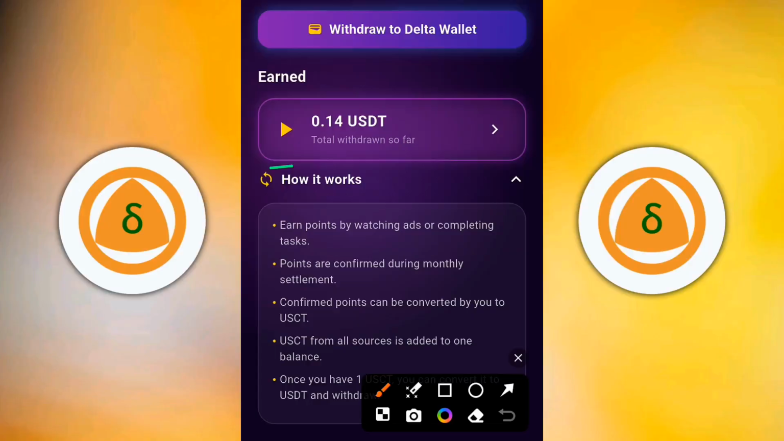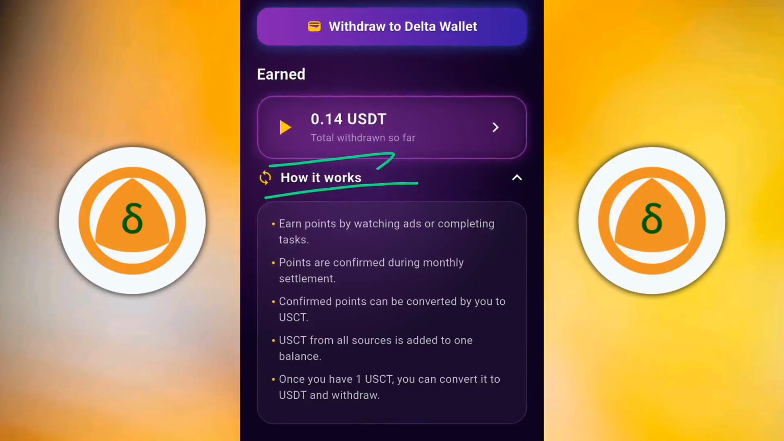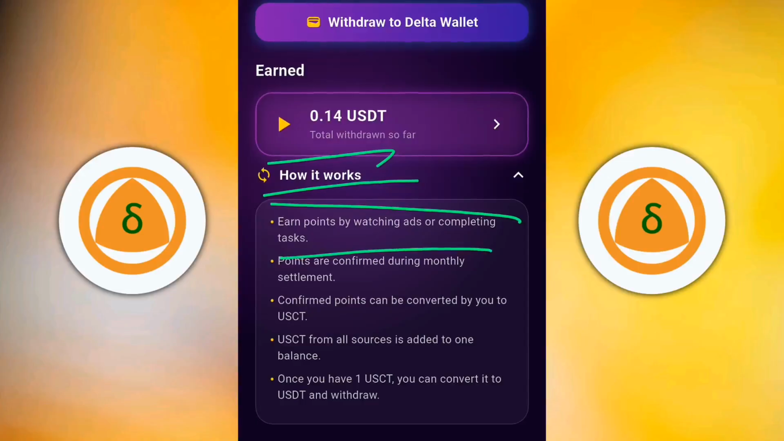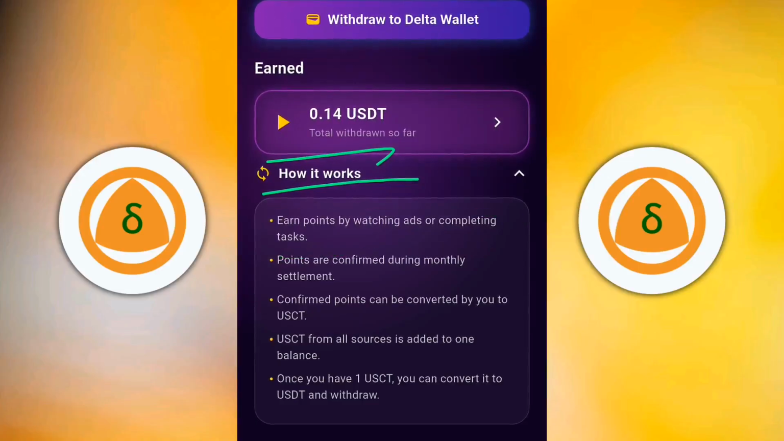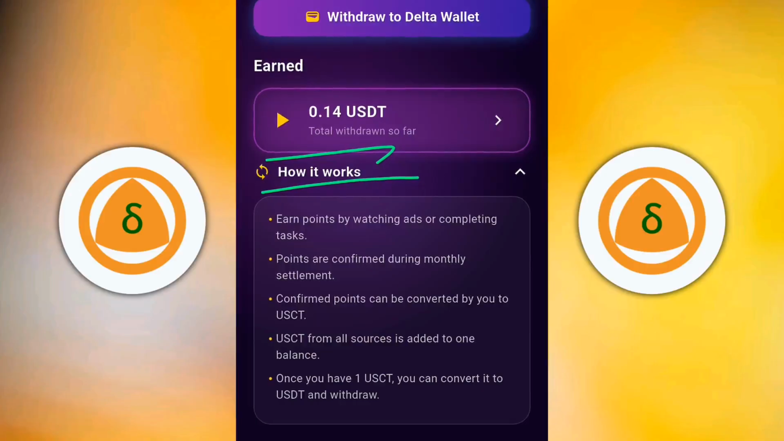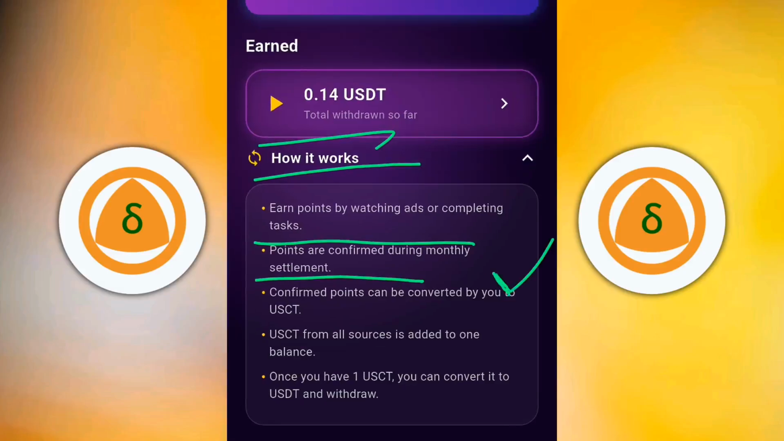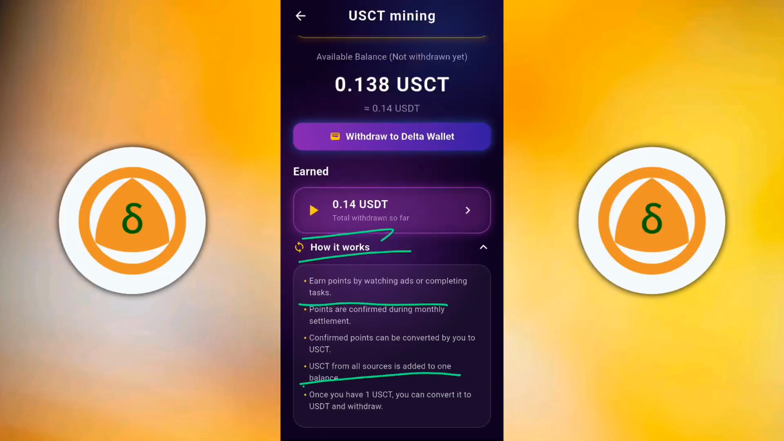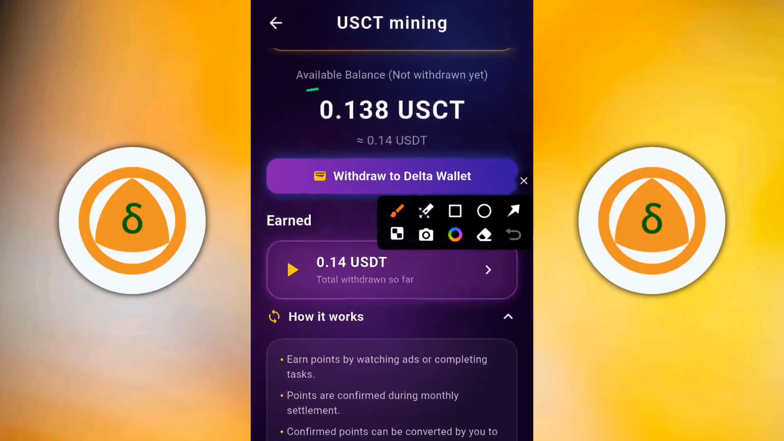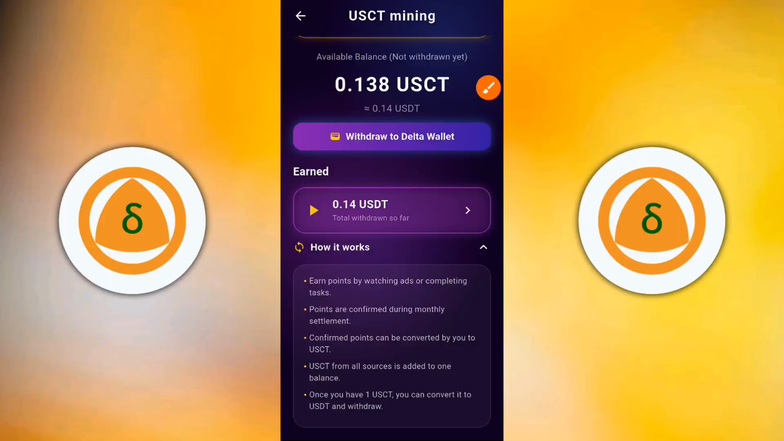Now, how does this work? It's really simple, right? You earn points by watching ads or completing tax, and these tax are confirmed during monthly settlements, right? This is the monthly settlement. Now, the next thing is that your confirmed points can be converted by you to USCT, right? And USCT balance from all sources is added to one balance, right? So your entire USCT balance from anything you're going to be doing on this app is going to be added to one balance, which is the balance you see right here, right? So don't overcomplicate this for yourself.